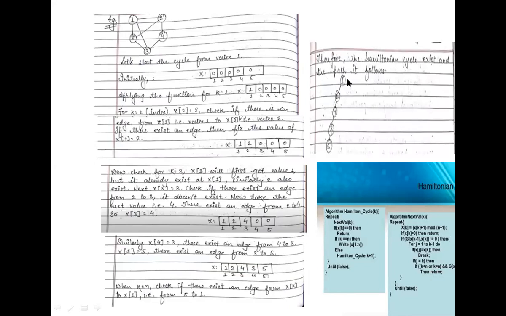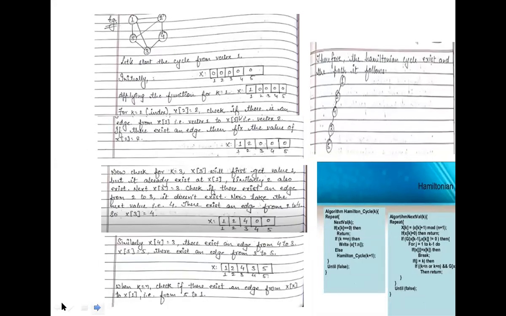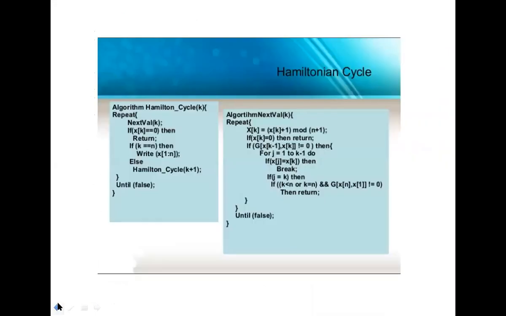Then the output is here. So it is 1 to 2, 2 to 4, 4 to 3, 3 to 5, and again 5 to 1. So there is a cycle here. So this is a Hamilton cycle. Okay, clear, students?